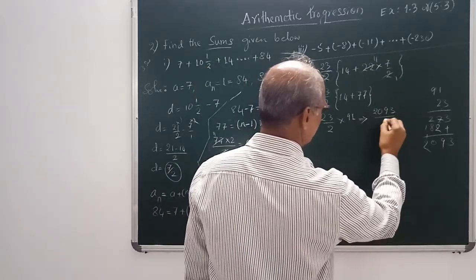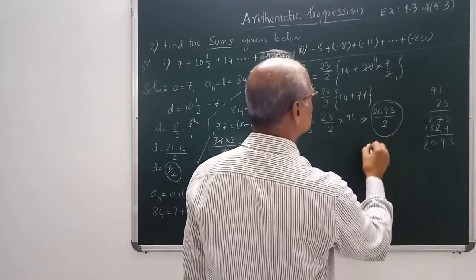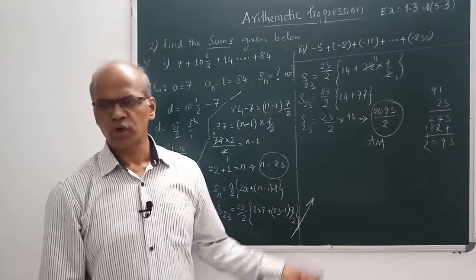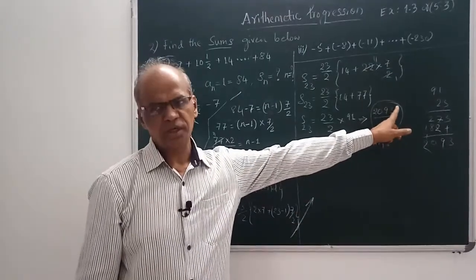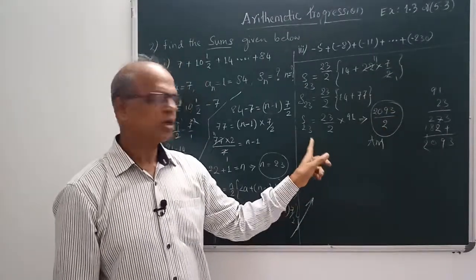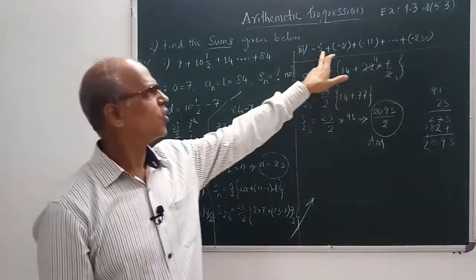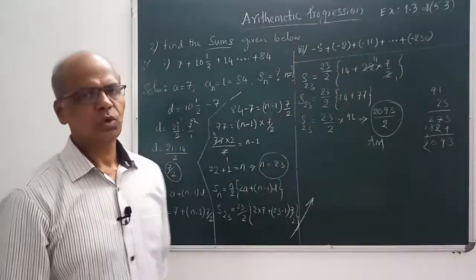So this is 2093 divided by 2. This one is your answer. Check the answer, I told you already. 2093 divided by 2 is your Sn. So what I do now, I'll rub this and go for the third one. Okay?